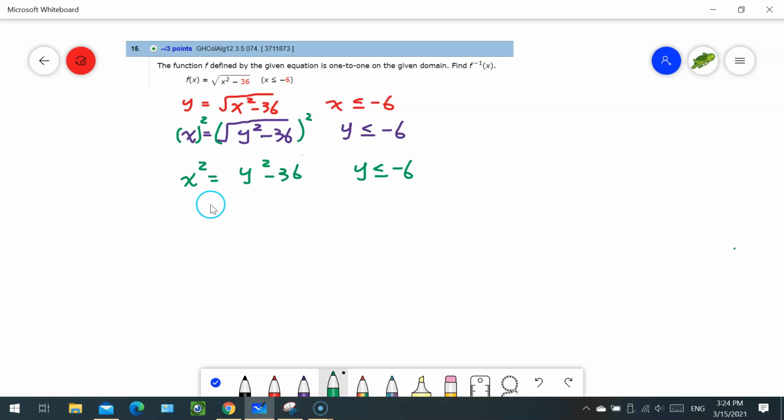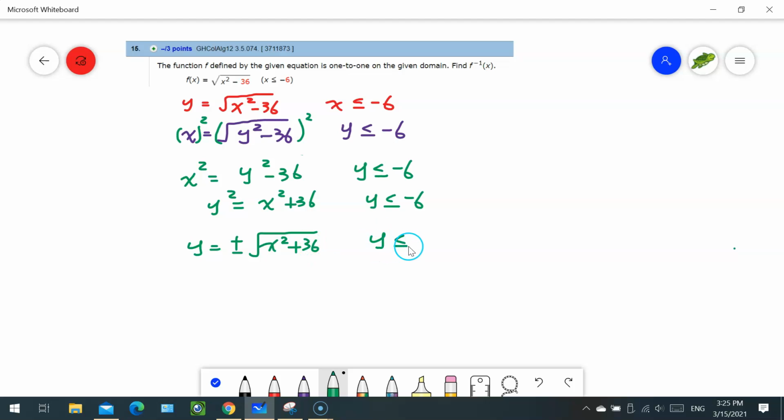Now we solve for y. So I get the y squared by itself. -36 moves to the left hand side, it turns to the positive 36. So you still have y less than or equal to -6. Solving for y, I take the square root to both sides. So y is equal to plus minus root x squared plus 36.